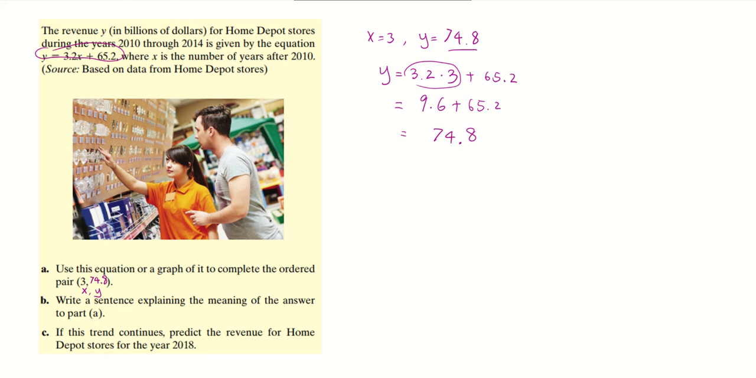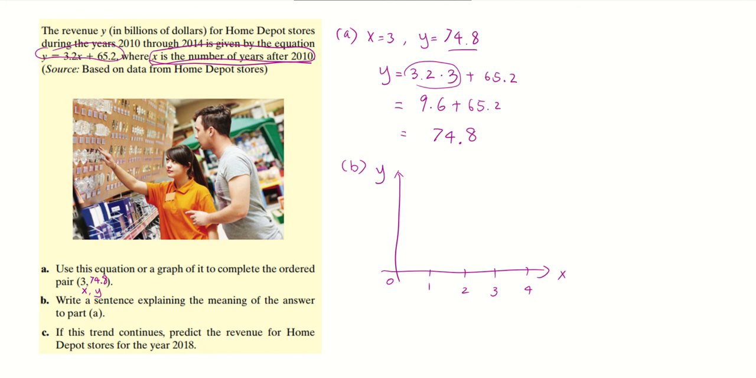Now let's look at B. Write a sentence explaining the meaning of the answer to part A. So what does this point (3, 74.8) mean? Let's draw a graph to help us understand the situation. X, Y. Okay, so first let's look at x. Naturally we will have 0, 1, 2, 3, 4, and so on. But here it says x is the number of years after 2010.